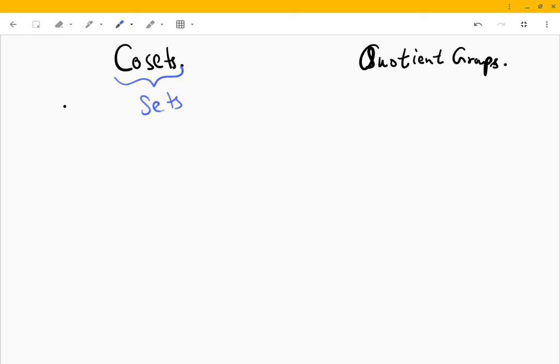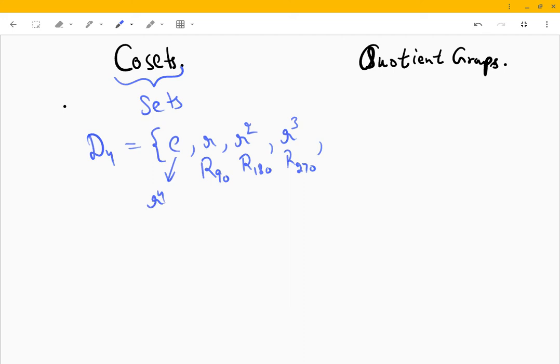Let's take a group. Let's take D4, which has E, R, R square, R cube, and R4. R is R90, R square is R180, R cube is R270, and R4 is R360. Because it's D4, that means we are dealing with a square. That means the sum of internal angles is 360 degrees, so we need to divide it by 4, which gives 90 degrees. So each rotation is of 90 degrees.